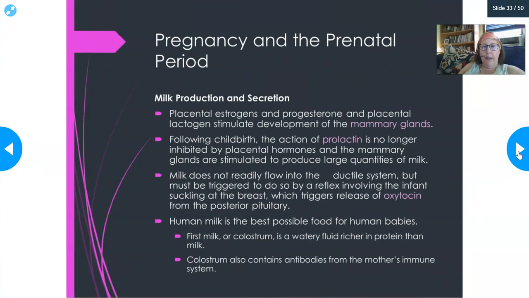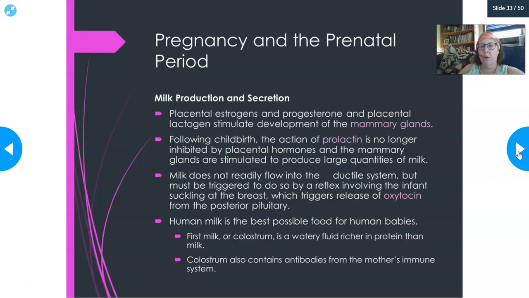Okay, and so let's talk a little bit about milk production and milk secretion. The placental estrogens, progesterone, and placental lactogen have all stimulated the development of the mammary glands during the whole pregnancy process. Following childbirth, the action of prolactin is no longer inhibited by all these placental hormones because the placenta gets delivered. The placenta is not there anymore, right? And so now the mammary glands are stimulated to produce large quantities of milk.